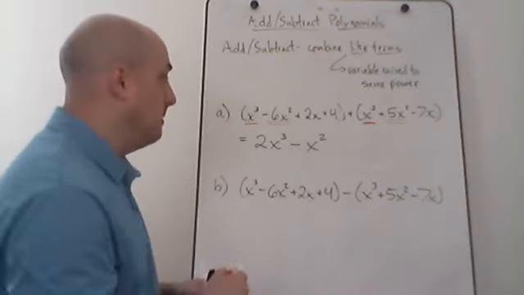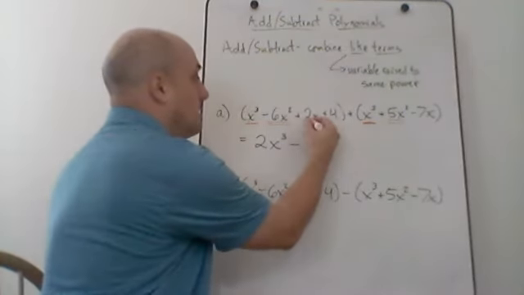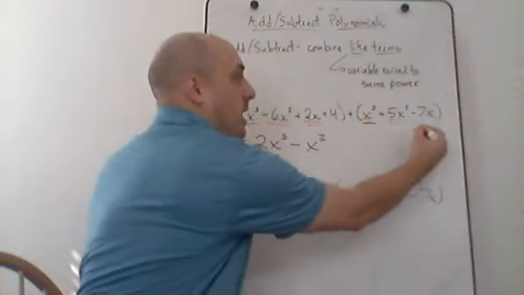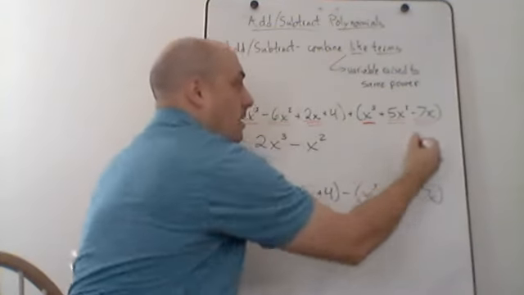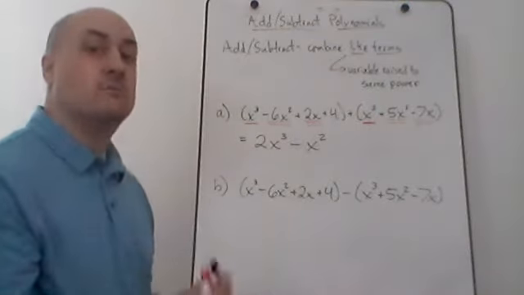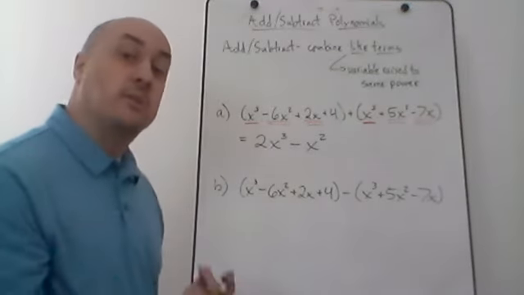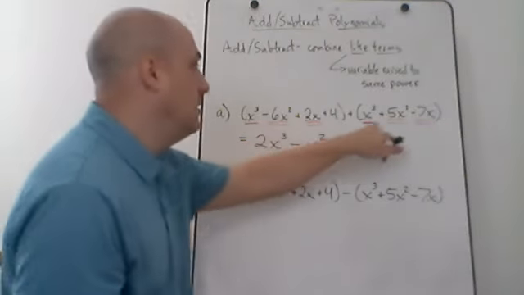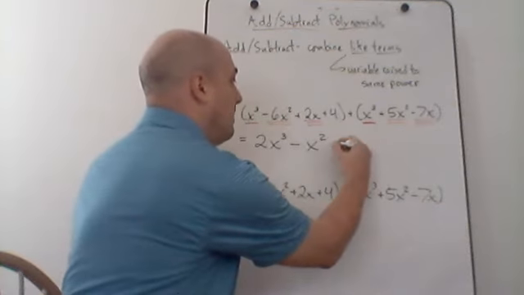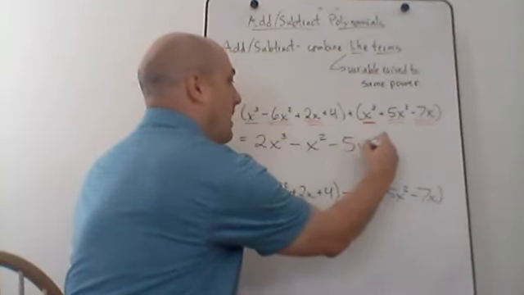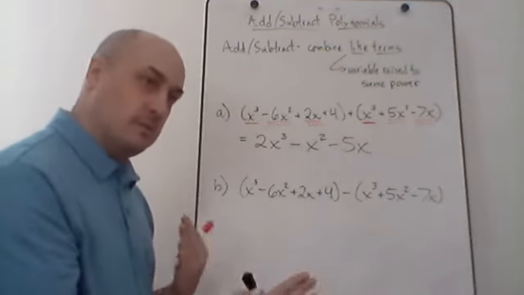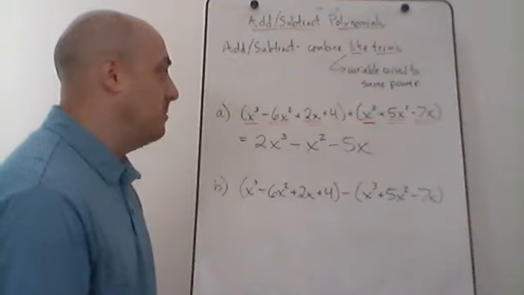Now I go to my next term. I have a 2x, a 2x to the first power. And in my second polynomial, I have a minus 7x also to the first power. Again, those are like terms because they both have the x raised to the first power. So I just do what the coefficients say. I have a positive 2. I have a minus 7. 2 minus 7 equals negative 5. So it's going to be minus 5x. Once again, that variable, that exponent doesn't change. We just do what the coefficients in front of the variable say.